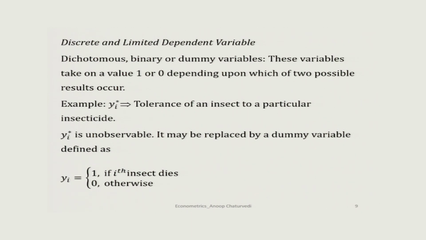For example, suppose yi star is the tolerance of an insect to a particular insecticide. Now, this tolerance is unobservable. So, yi star is unobservable. So, you may replace it by a dummy variable. So, you define yi equal to 1 if the insect dies and 0 otherwise. So, instead of tolerance of the insect, we are measuring yi. So, yi is the dummy variable for the tolerance.